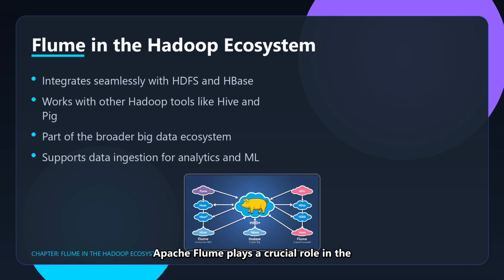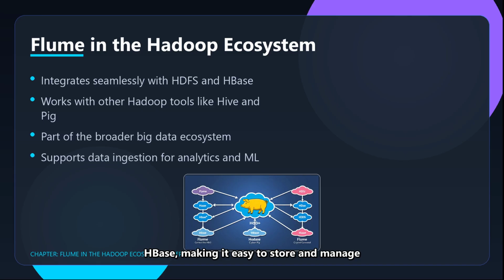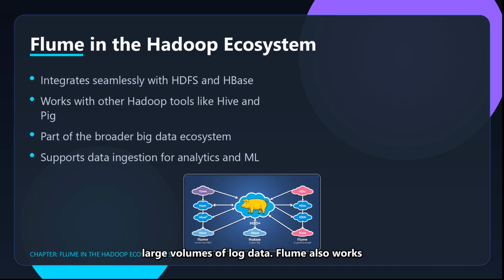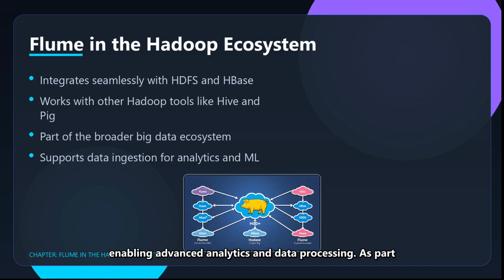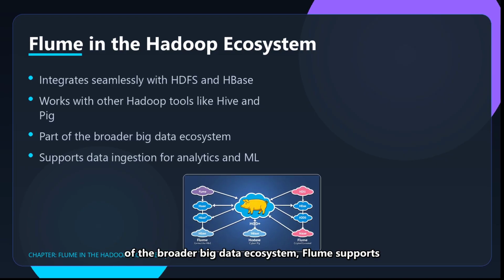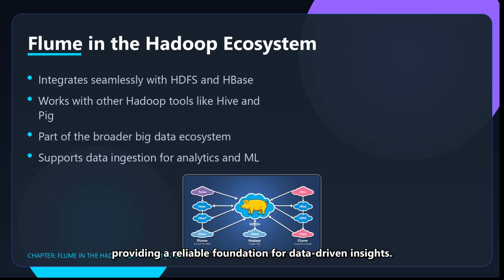Apache Flume plays a crucial role in the Hadoop ecosystem. It integrates seamlessly with HDFS and HBase, making it easy to store and manage large volumes of log data. Flume also works with other Hadoop tools like Hive and Pig, enabling advanced analytics and data processing. As part of the broader big data ecosystem, Flume supports data ingestion for analytics and machine learning applications, providing a reliable foundation for data-driven insights.